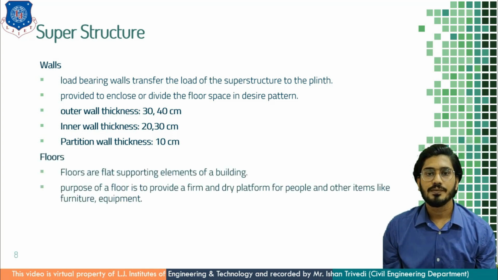Next is floors. Floors are flat supporting elements of a building. The basic purpose of a floor is to provide a firm and dry platform for people and other items like furniture and equipment. As I said earlier, flooring provides a firm surface, and this is achieved by providing different flooring materials such as marble, stone, kota stone, vitrified tiles, mosaic tiles and so on.